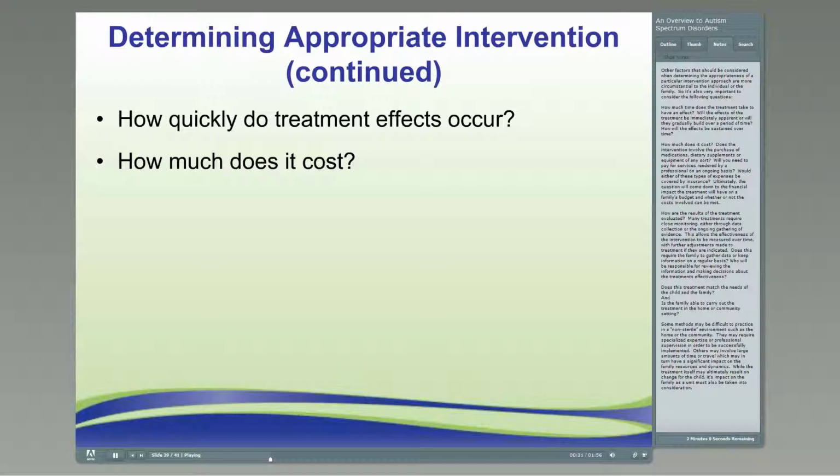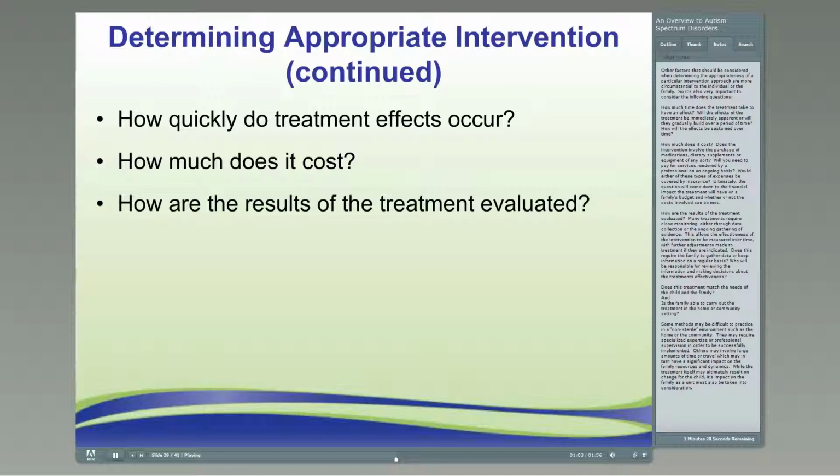How much does it cost? Does the intervention involve the purchase of medications, dietary supplements, or equipment of any sort? Is significant travel or time involved? Will you need to pay for services rendered by a professional on an ongoing basis? Would either of these types of expenses be covered by insurance? Ultimately, the question will come down to the financial impact the treatment will have on a family's budget and whether or not the costs involved can be met.